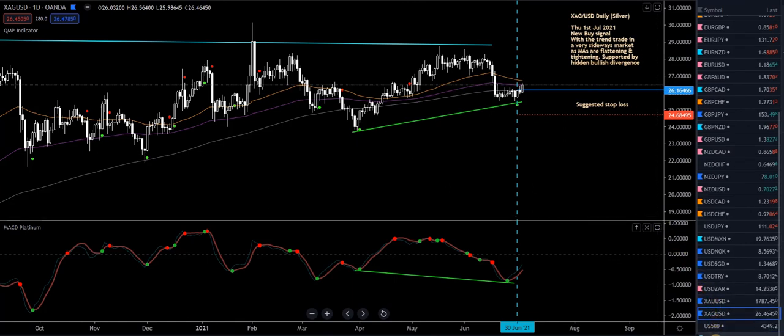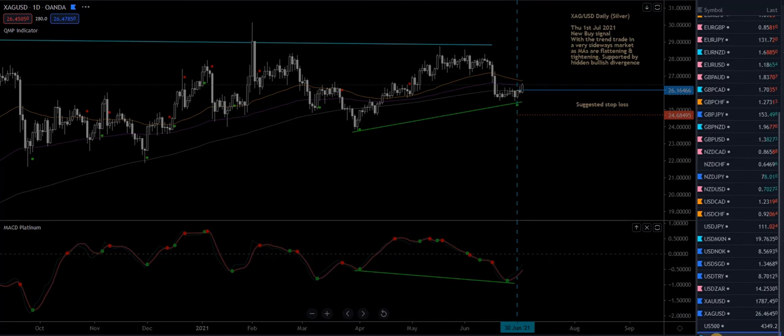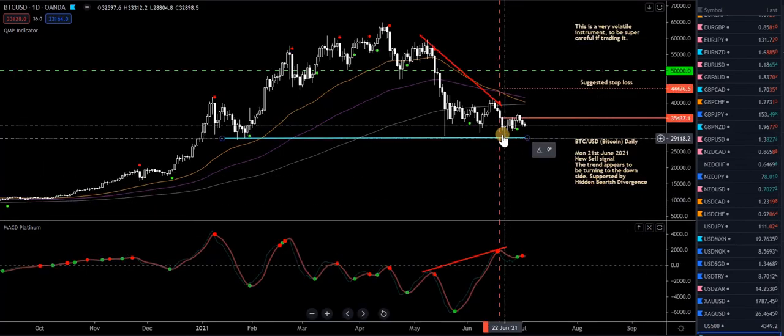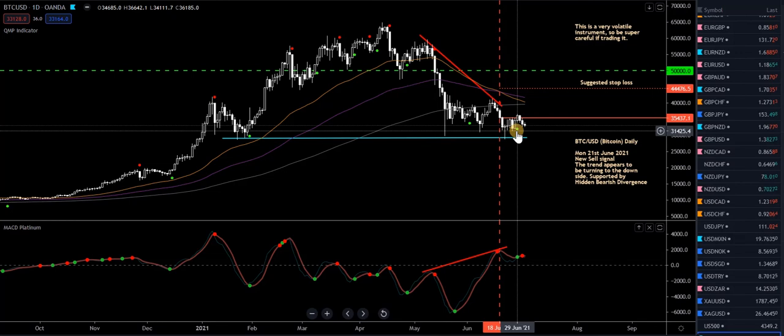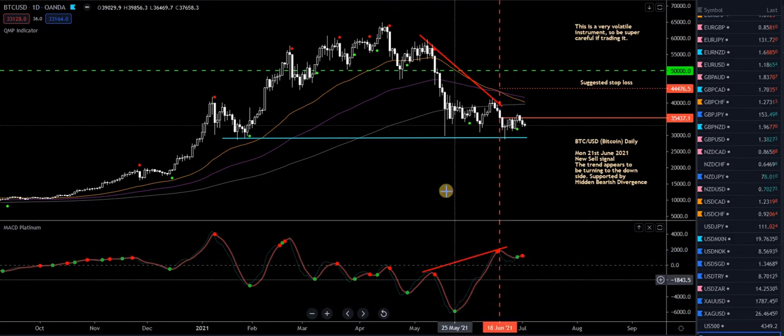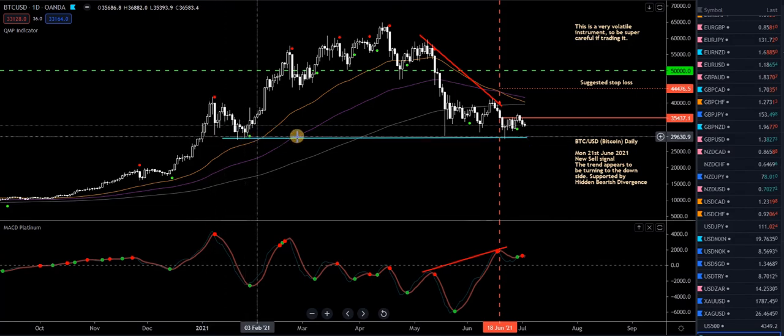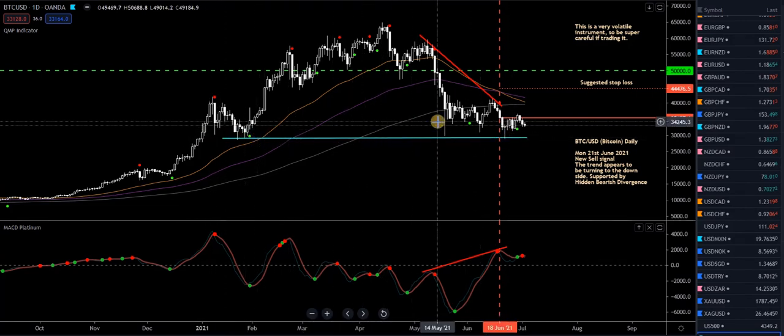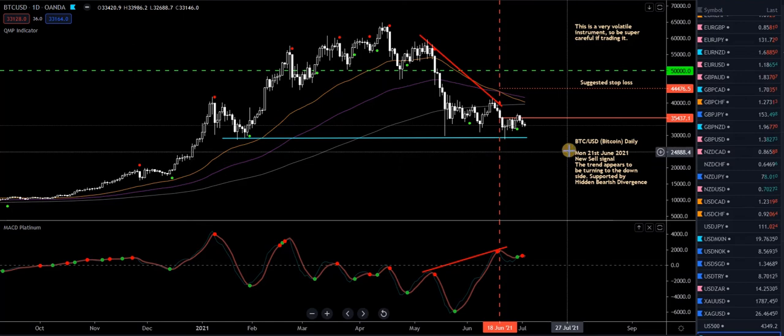What else we got? One more, Bitcoin against USD, so we can bring that up. My last signal was this sell. You've got a buy signal here. Now, it's not a valid buy signal because the MACD platinum's above the zero level, but you could make an argument that it is a buy signal based on this support level across here. Look, this is a volatile pair to trade.